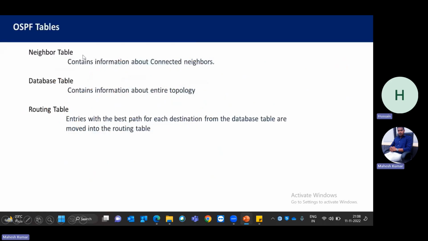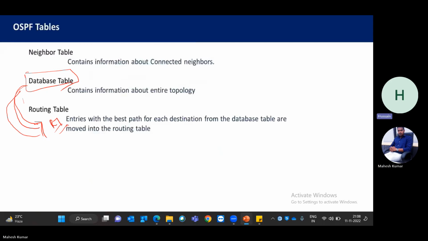Now if you talk about the routing table, it contains entries with the best path for each destination, taken from the database table and moved into the routing table. The database table knows each and every available path, right? From here only, the routing table takes the best path from the database table. Got it?